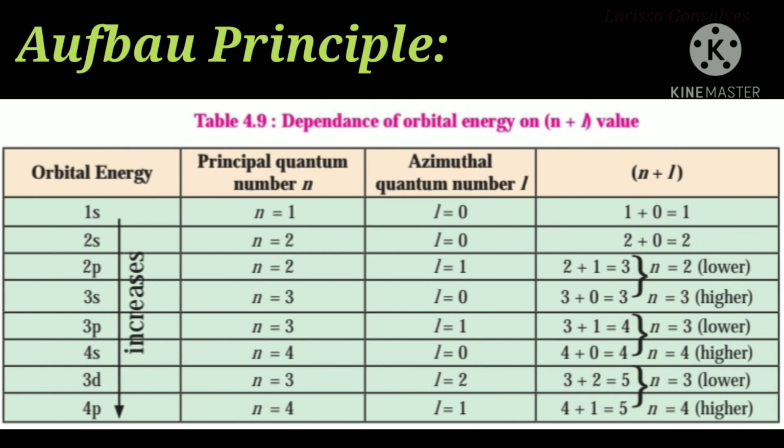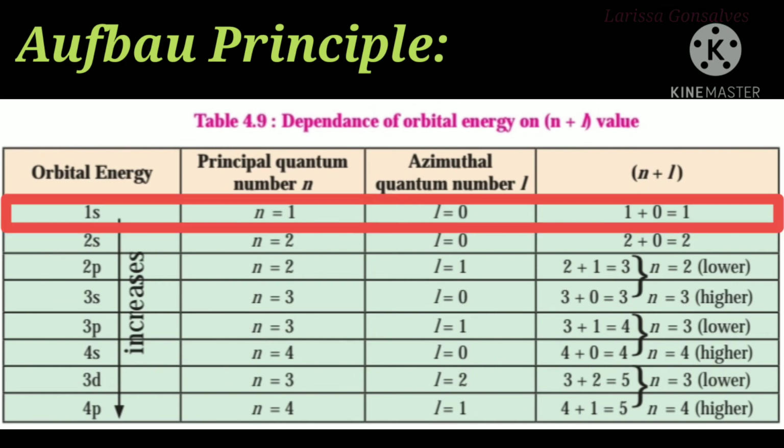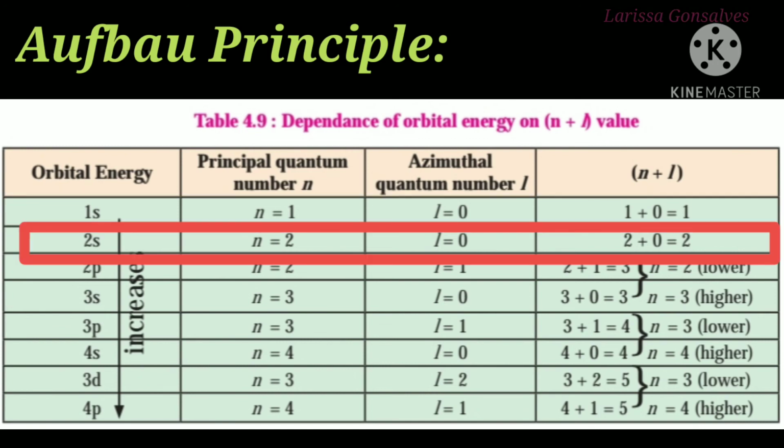So let us understand for the first orbital energy, that is 1s. So we know that here the principal quantum number n is equal to 1. So if n is equal to 1, we know that for s subshell the azimuthal quantum number l is equal to 0. So now we just need to do the sum. So 1 plus 0, we will get the answer as equal to 1. Next is 2s. So here the principal quantum number n is equal to 2 and the azimuthal quantum number l is equal to 0, because we know for s subshell the value of l is equal to 0. After doing the sum, that is n plus l, we get the answer as equal to 2.